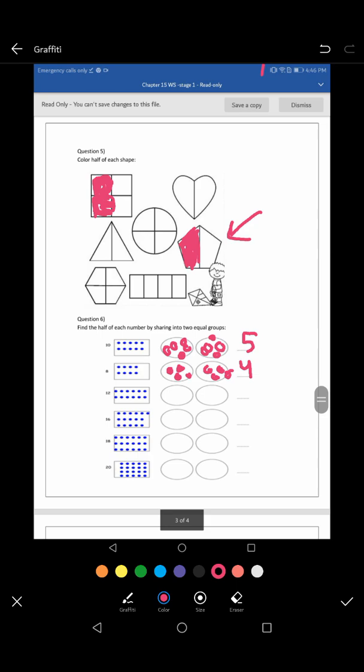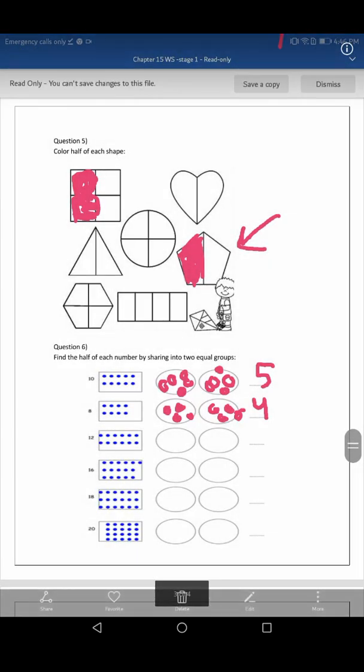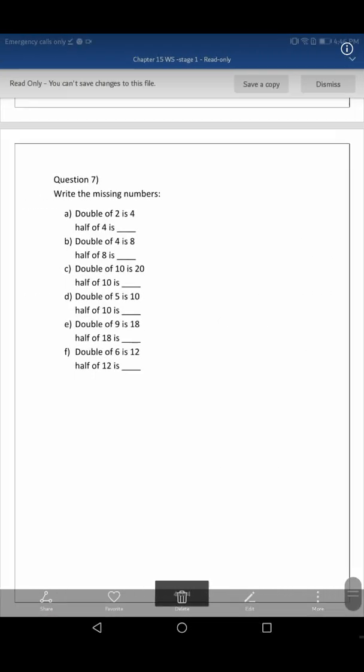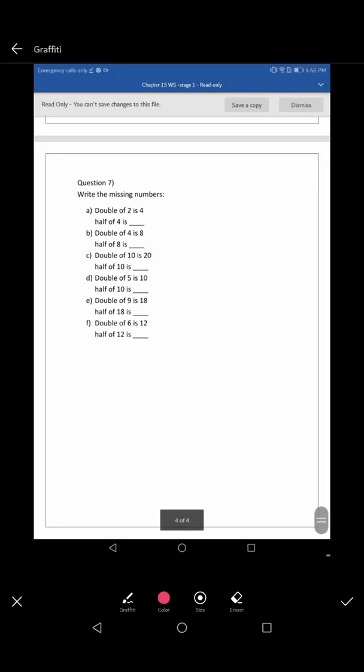Complete the following: 12, 6, 18, and 25. Find the half of each number. Okay. Now, question number 7. I will solve it with you. Here we have to write the missing number.